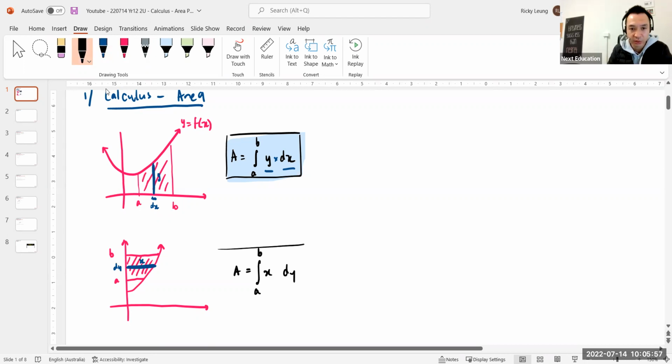So whenever you experience questions that have area along the x or along the y, that's how you react to it. Same formula, pretty much, with x and y swapped around based on the fact that some rectangles are vertical, like the first one, or horizontal, like the second one. So nothing too fancy there.